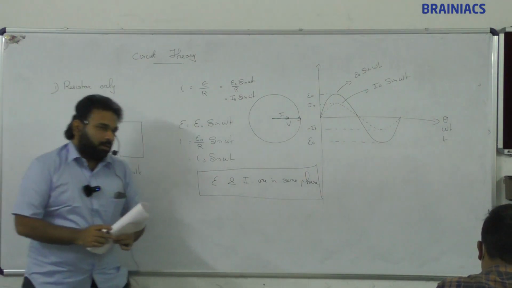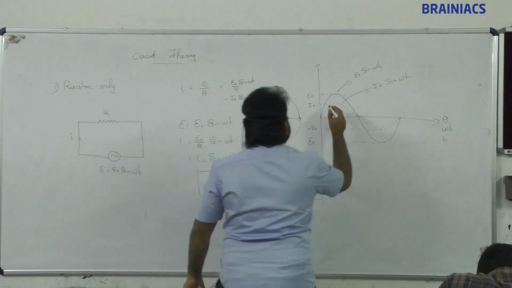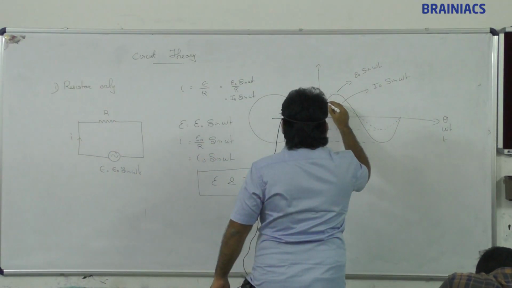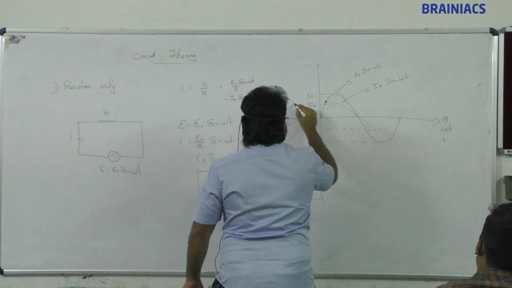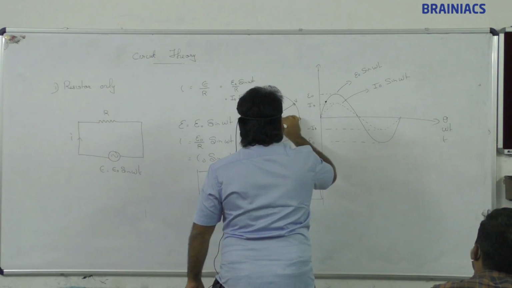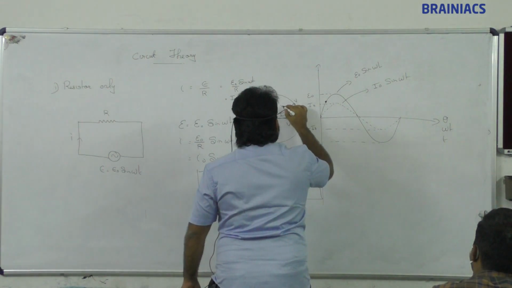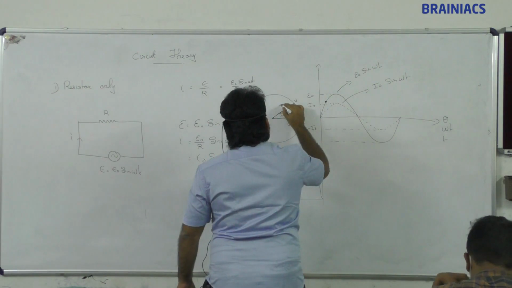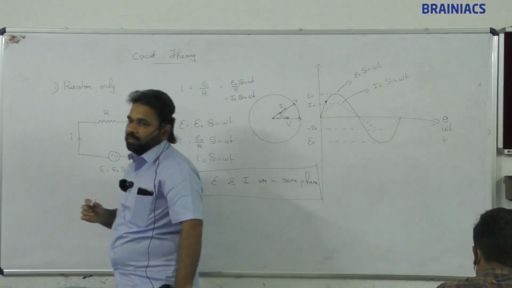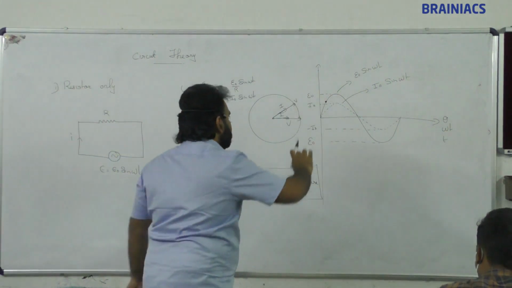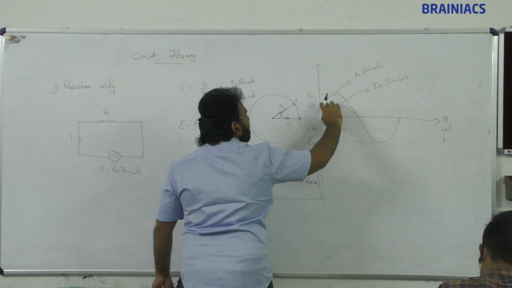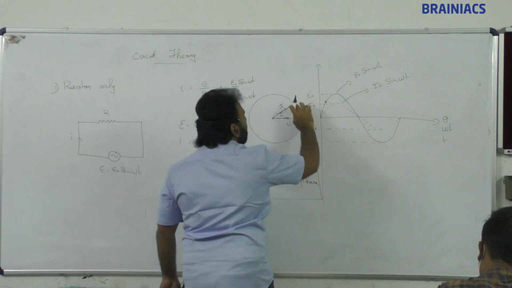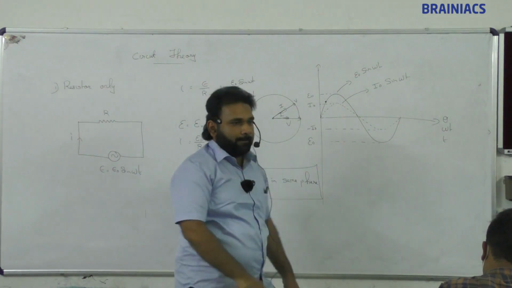Clear? Suppose we take the instantaneous value, this will be V, and the same will be I. Only the amplitude will be different. Remaining things are the same. See, this is the value of E, so here the corresponding value of I naught we will be getting. Clear?